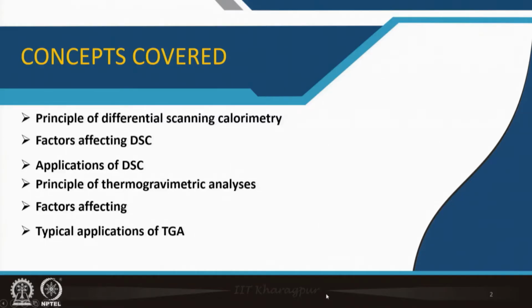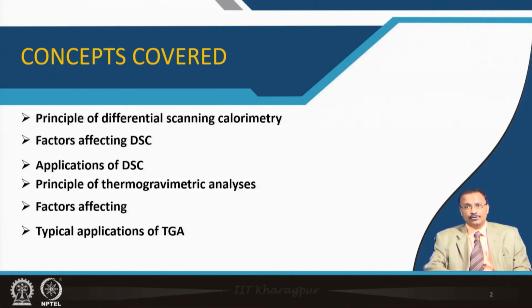So, the principle of differential scanning calorimetry will be introduced, and in one of my earlier lectures we already talked about differential thermal analysis as well as TGA. We have introduced the concept, and now in this lecture we will see what are the factors that affect the DSC or thermogravimetric analysis of non-metallic materials, what are their typical applications, what are the principles of thermogravimetric analysis, what are the factors that affect TGA analysis and typical applications of TGA.